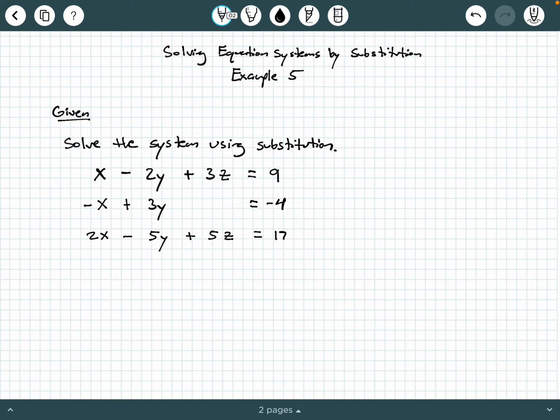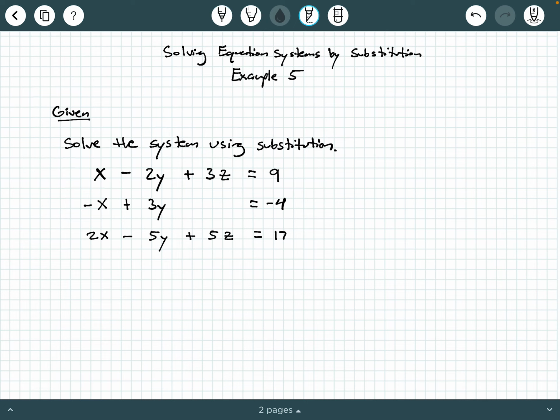Hey everybody, Dr. A again, and in this example, which is the fifth example of us solving equation systems by substitution, we are going to be solving a system of three equations with three unknown variables using substitution. So let's take a look at this given information and make sure we're all seeing the same thing.